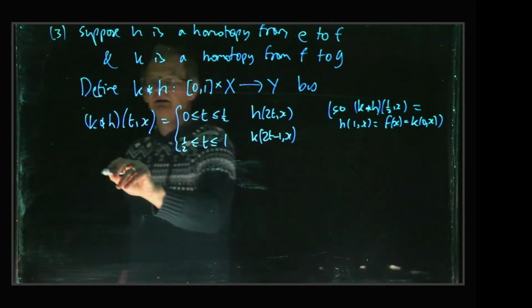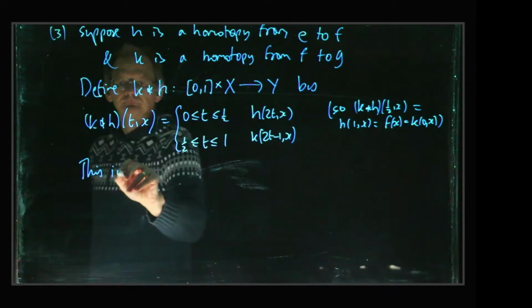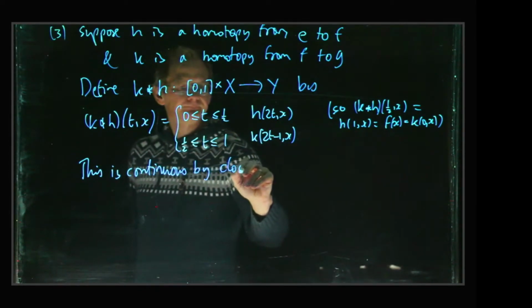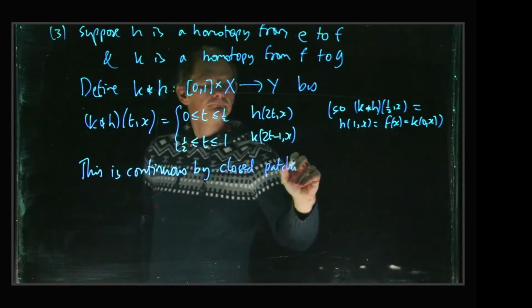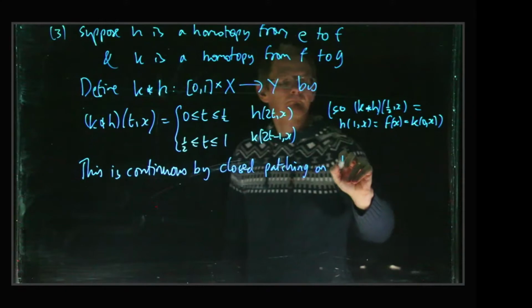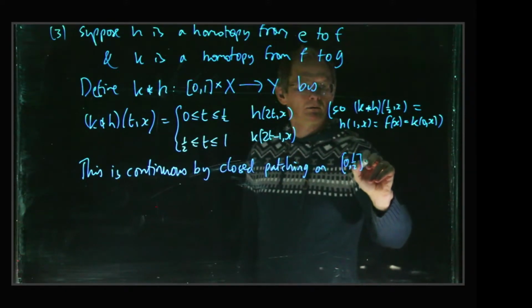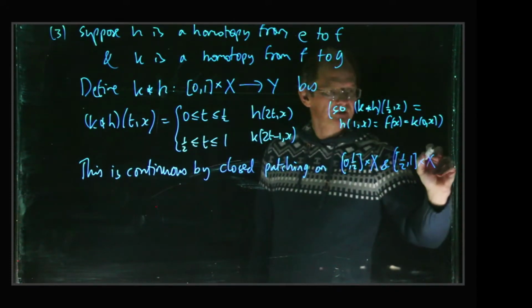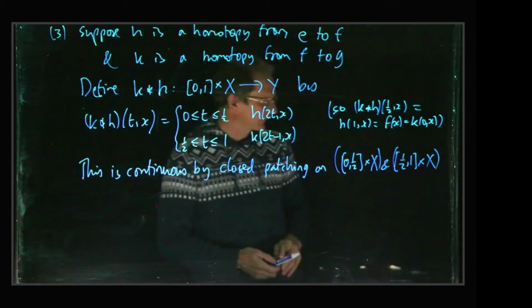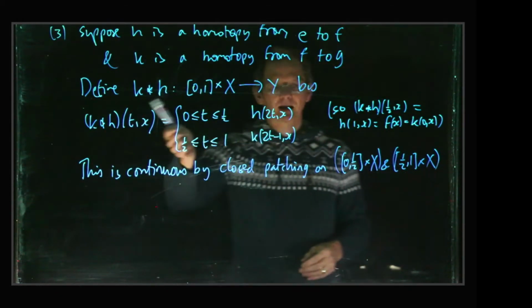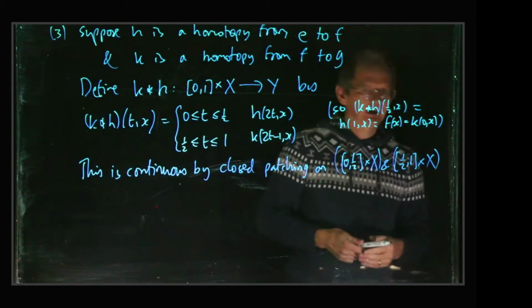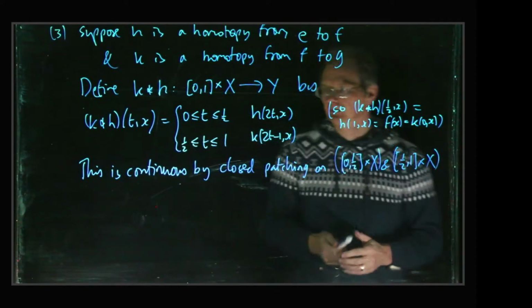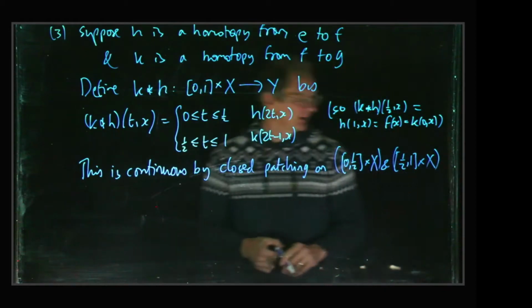Okay, and this is continuous by closed patching. In these two subsets, [0, a half] cross X and [a half, 1] cross X, those are both closed. And it's pretty clear that this map is continuous on each of these two closed subsets, so we have this closed patching proposition, which said in that kind of situation we can conclude that the whole map itself is continuous.